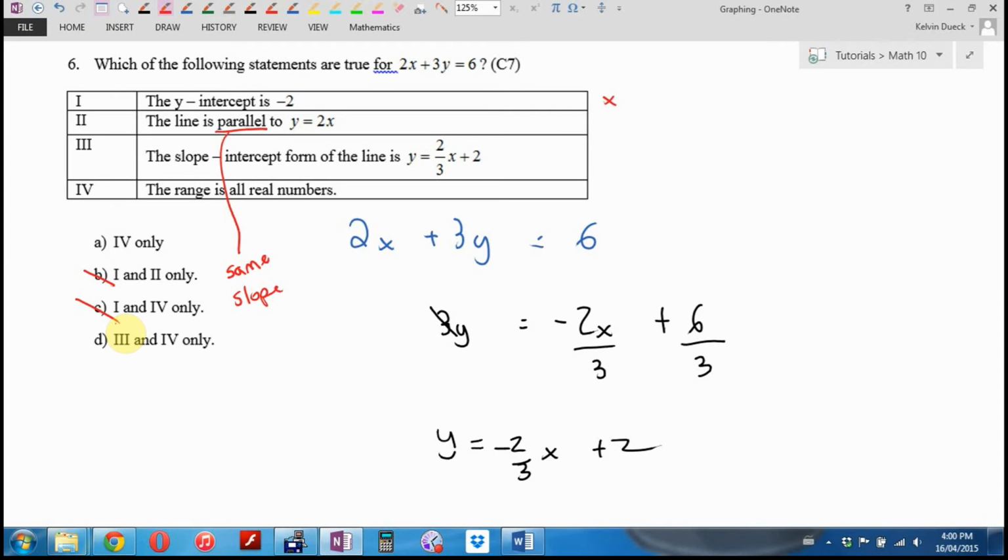Parallel means same slope. What's the slope of this line here? What's the slope of this line here? Because the y is by itself. Is 2 over 1 the same as -2/3? I would say to you, no. Didn't help me at all, but okay. Is the slope-intercept form of this line?